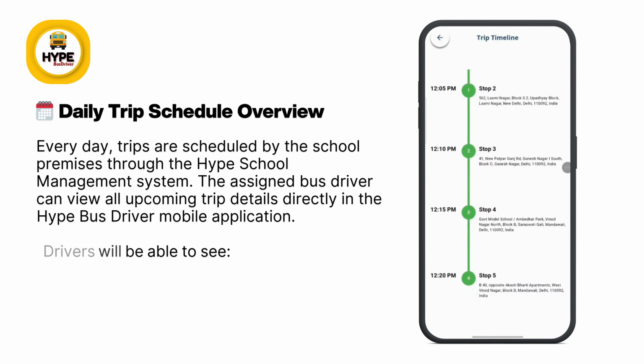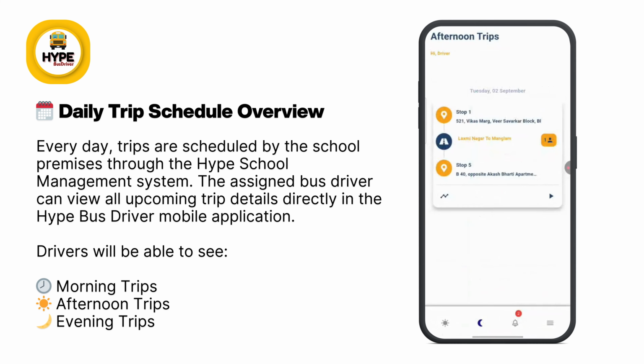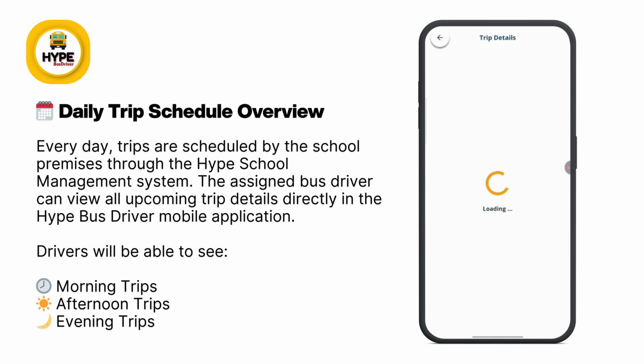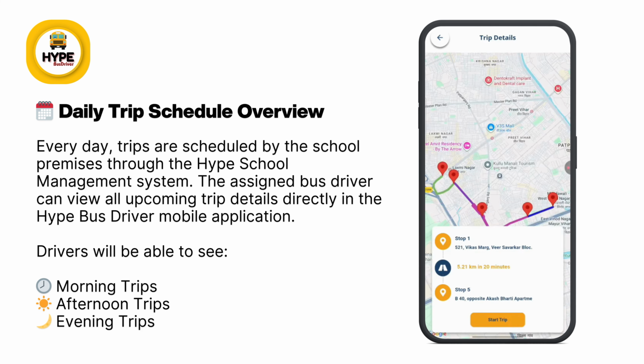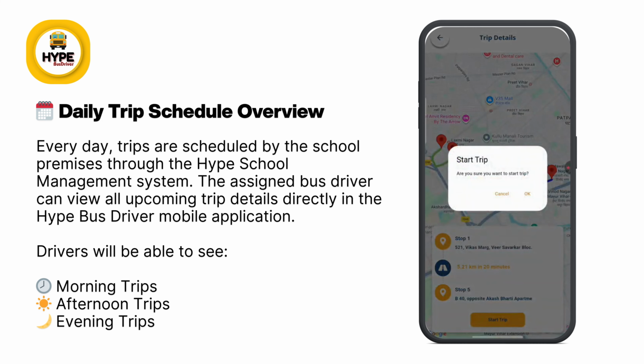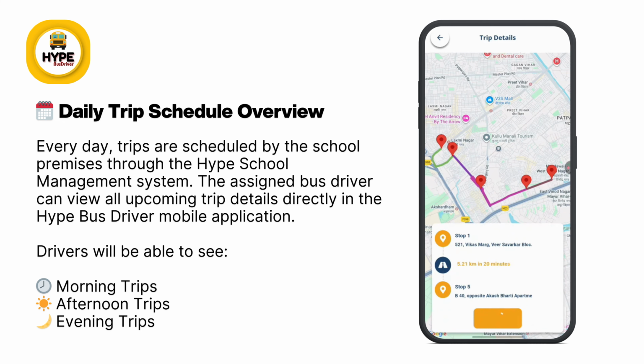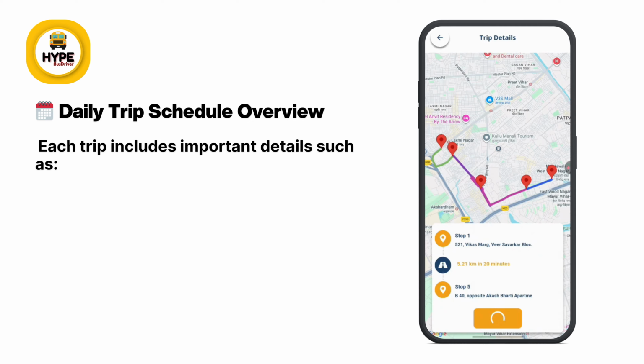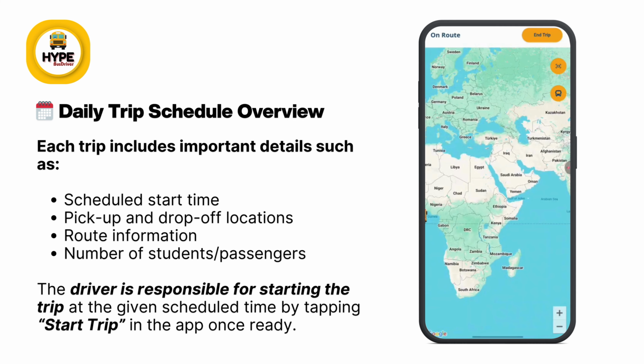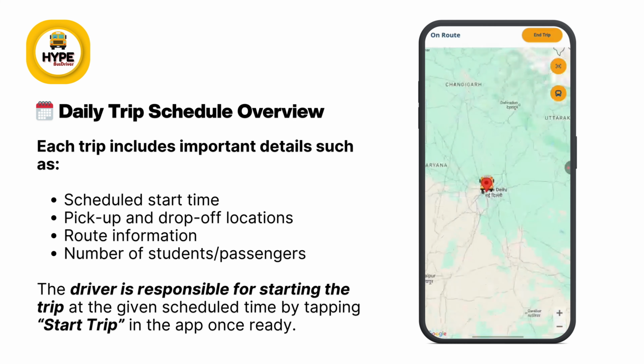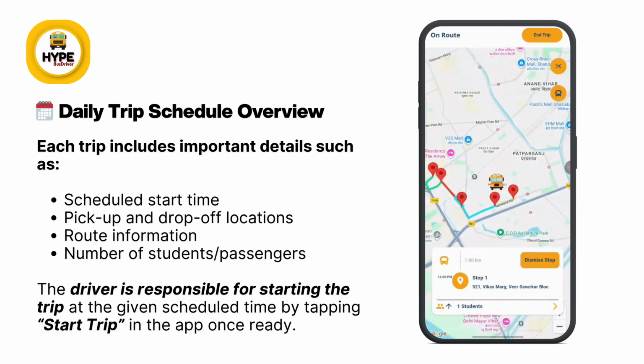Every day, trips are scheduled by the school premises through the Hype school management system. The assigned bus driver can view all upcoming trip details directly in the Hype Bus Driver mobile application. Drivers will be able to see morning trips, afternoon trips, and evening trips. Each trip includes important details such as scheduled start time, pick-up and drop-off locations, route information, and number of students or passengers.